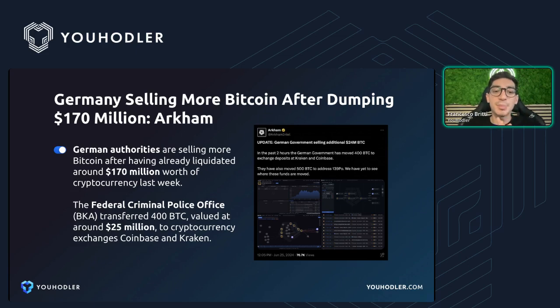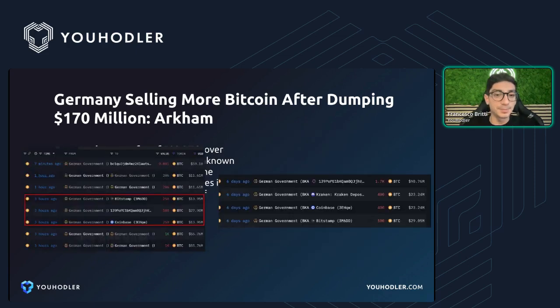And what actually happens when you sell a lot of capital, a lot of liquidity, on an open market, is that you can cause a price shock. And that's actually what happened last week. We can see that Germany was selling more Bitcoin, and as you can see here, we went to track those types of wallets, and we can see the German government sold 400, 400, 500, and you can read them on the chart.